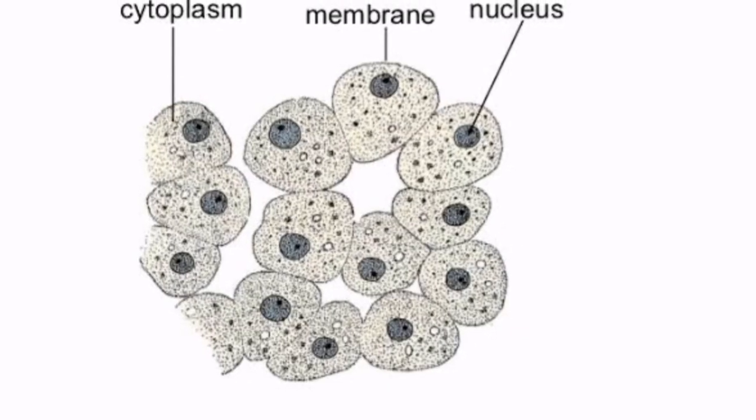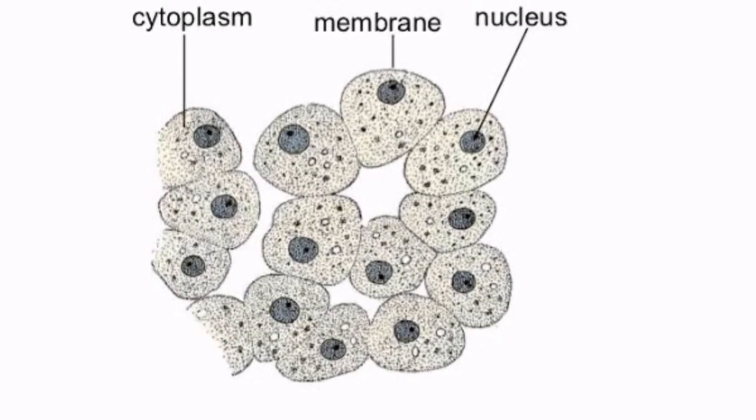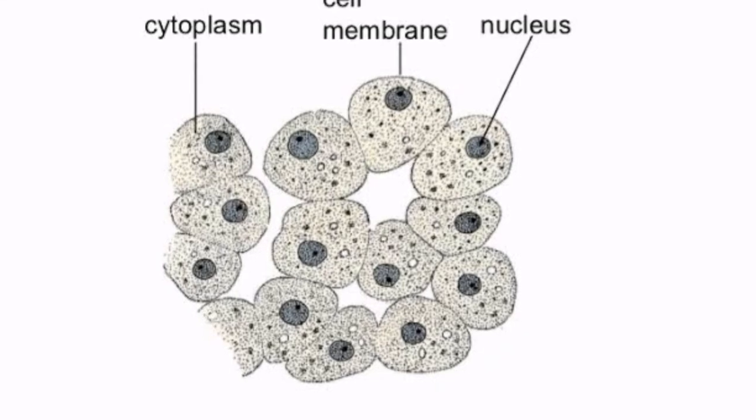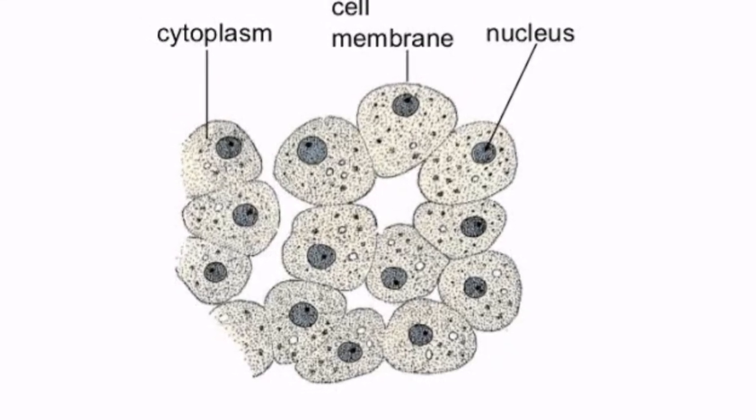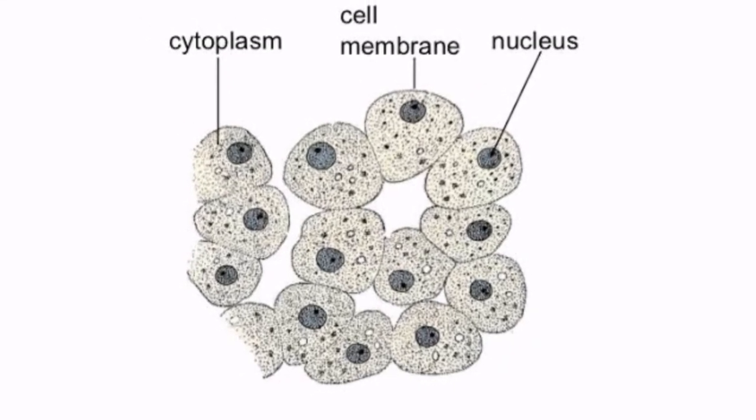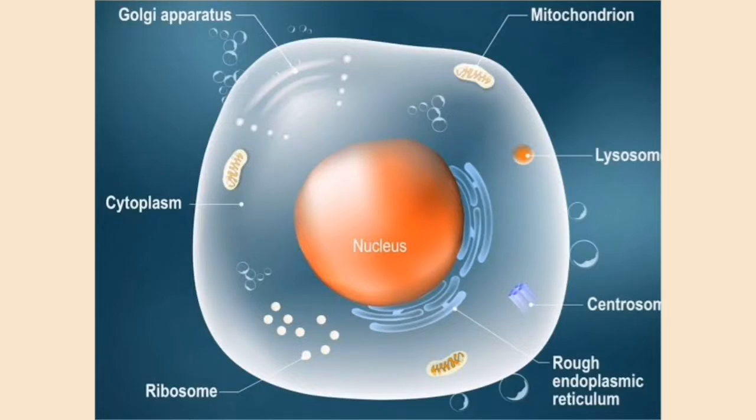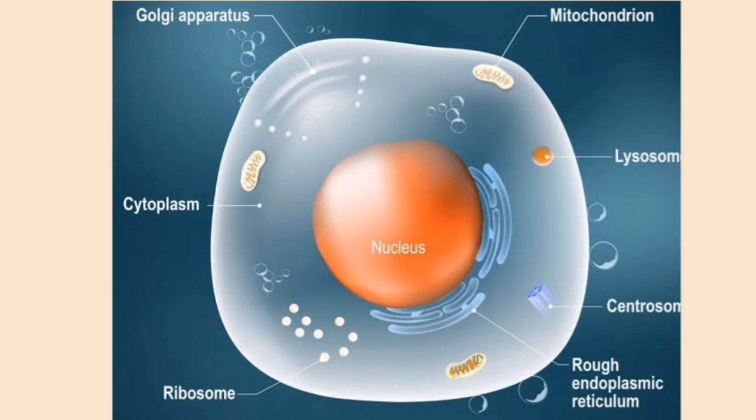Now children, have you ever thought what the body of living organisms is made up of? It is made up of tiny structures called cells which can be seen only under the microscope. Now, what are these cells composed of? The cells are enclosed by a thin outer membrane called the cell membrane. There is a spherical structure called the nucleus at the center of the cell. The nucleus is surrounded by a jelly-like structure called cytoplasm.